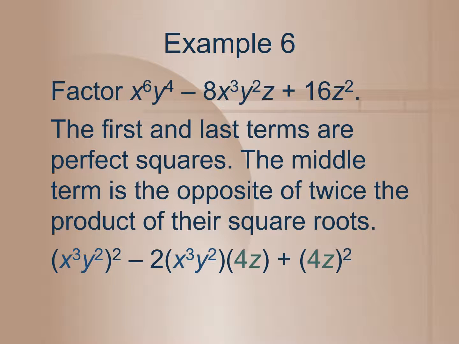So now that I know that, I can rewrite it, okay? So I take the square root of my first term, which was that x cubed, y squared, minus the square root of my last term, which was 4z, close that parentheses, and then square it. And that's how I factor this example. All right, go ahead and try some problems on your own.